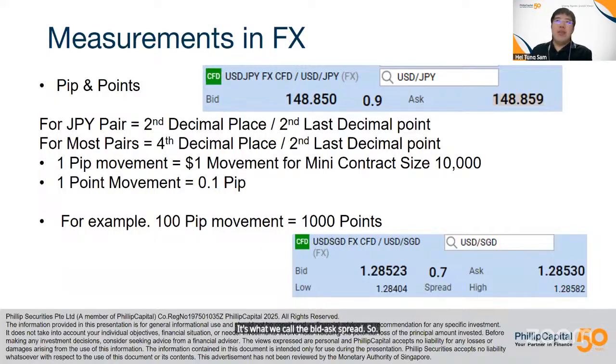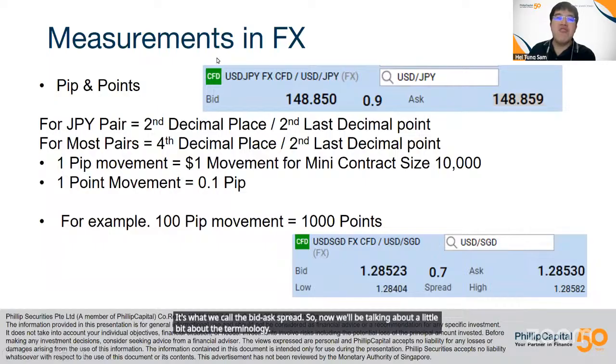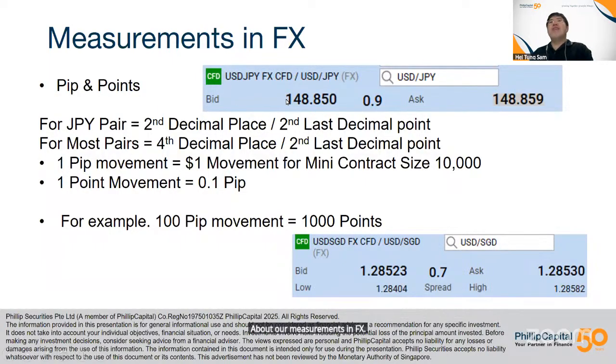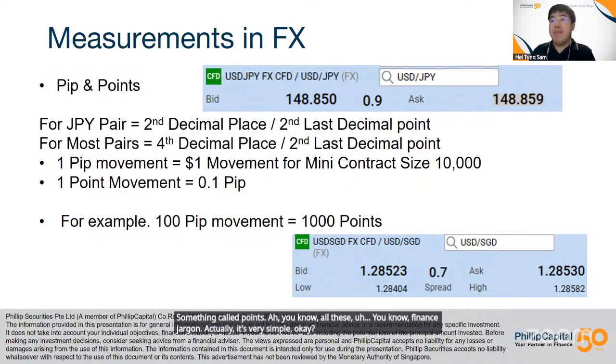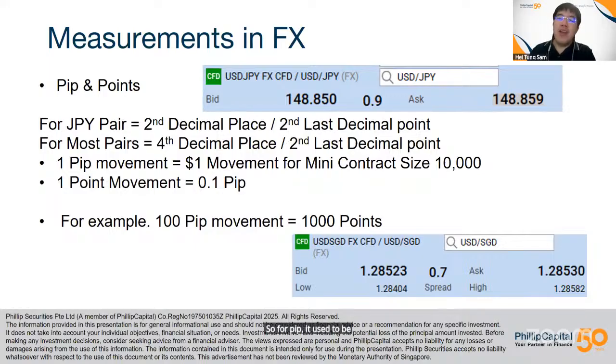Now we'll talk a little bit about the terminology, or measurements, in FX. In FX, you'll hear people keep talking about something called a pip, and something called points. All this finance jargon is actually very simple. A pip used to be the smallest unit of movement in FX. Now, with technology and things getting competitive, they have actually gone below pips. That's why points exist.